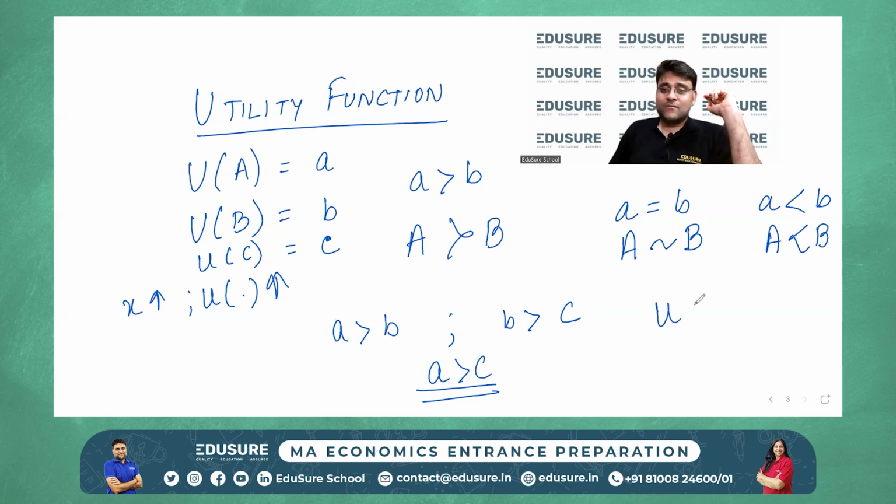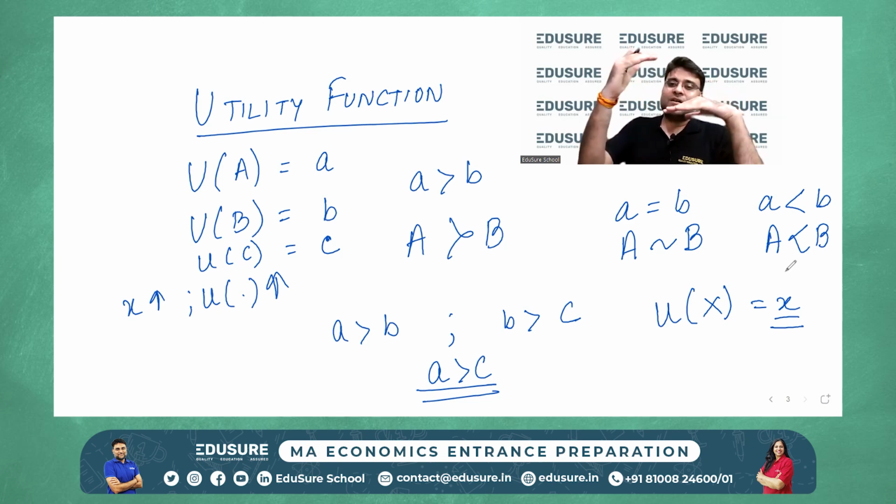Completeness: any bundle will have a particular value assigned to it. So if every bundle has a particular value automatically assigned to it, completeness is automatically satisfied. Each and every bundle will have a value. Hence, I can easily see which is greater, less, or equal. Therefore, those bundles will be preferred, indifferent, or inferior.